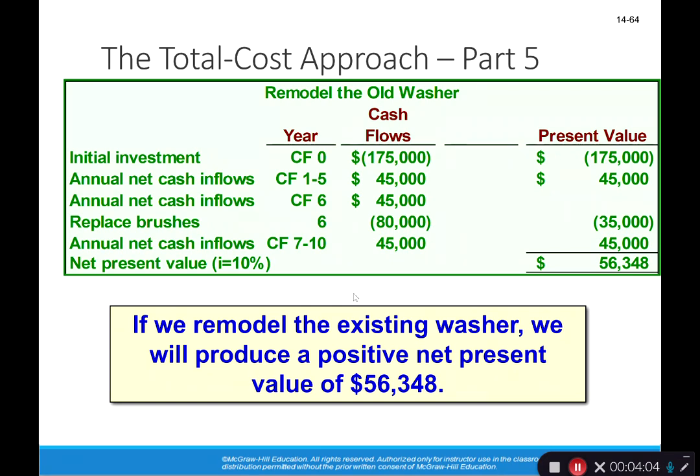And then in year 7 to 10, I'll get my annual inflows of $45,000 in each year. Doesn't say we're going to sell the car wash at the end. The old equipment's not going to be worth anything because it doesn't tell us there's a salvage value. So there's no extra bonus in that final year.